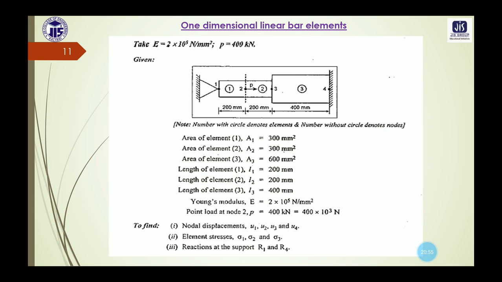Now we need to find the nodal displacements, that means U1, U2, U3 and U4. These 4 different nodal displacements we need to calculate. And for the 3 different elements we need to calculate the stresses, and the reactions at the supports R1 and R2 also we need to calculate here.